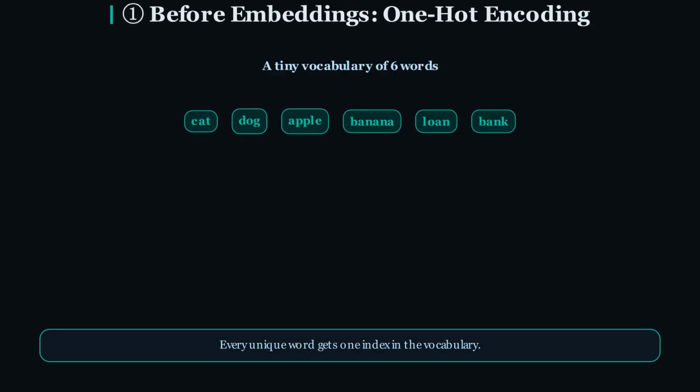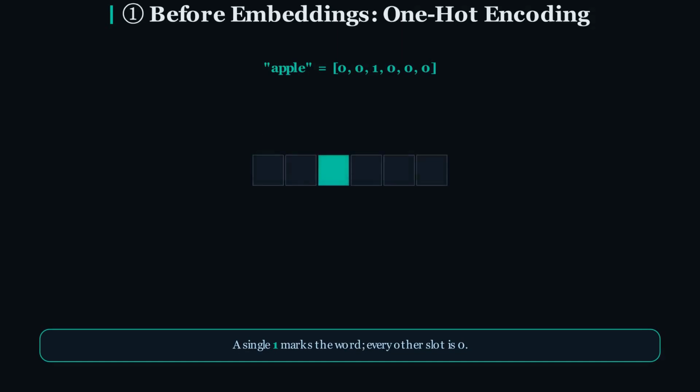Say our entire vocabulary has just 6 words: cat, dog, apple, banana, loan, and bank. Each word is assigned one fixed index. The word apple becomes a vector as long as the vocabulary, with a single one at apple's position, and zeros everywhere else. This is called a one-hot vector.